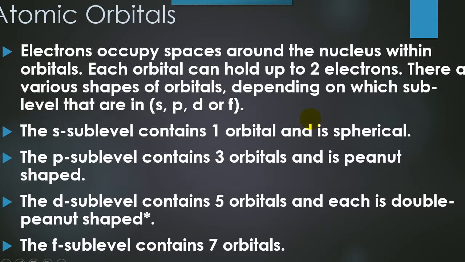Electrons occupy spaces around the nucleus within orbitals, and each orbital can hold up to 2 electrons. There are various shapes of orbitals depending on what the sublevel is that the orbital is in. The s sublevel contains 1 orbital and is spherical. The p sublevel contains 3 orbitals and is peanut-shaped, or as your book says, dumbbell-shaped. There's a d sublevel which contains 5 orbitals, and each one has the shape of a double peanut, except for one of them. And the f sublevel contains 7 orbitals.